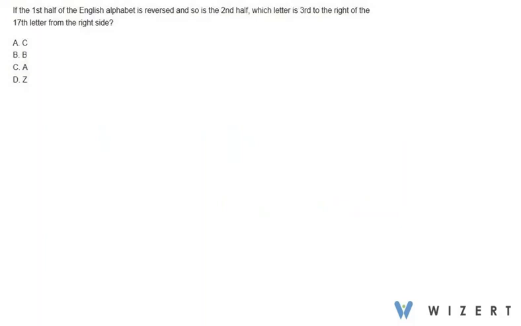We have this question here. If the first half of the English alphabet is reversed and so is the second half, which letter is the third to the right of the 17th letter from the right side?